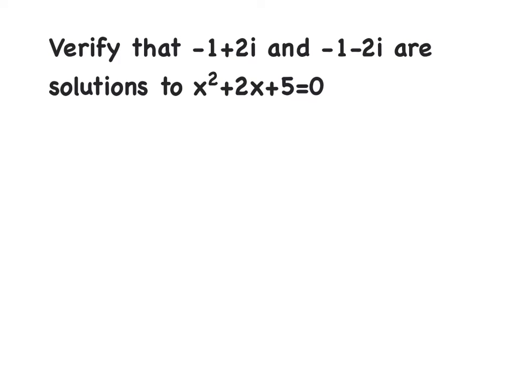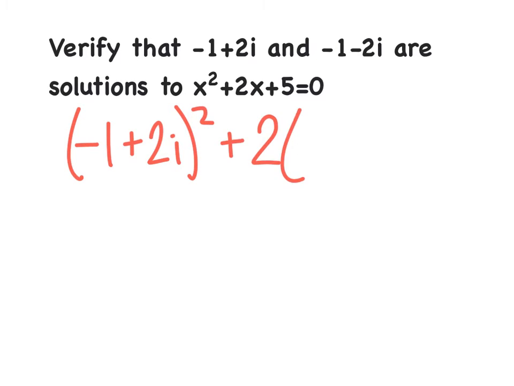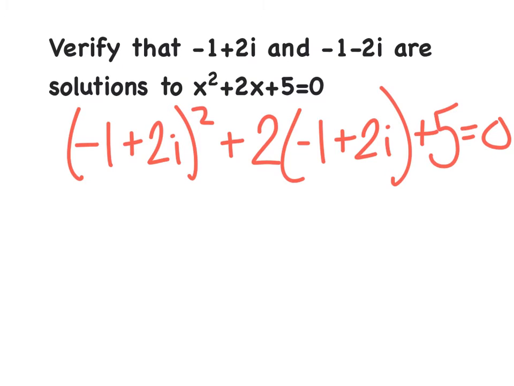Verify that negative 1 plus 2i and negative 1 minus 2i are solutions to this equation, x squared plus 2x plus 5 equals 0. All right, well, easy enough. We've talked about solutions all year. If this is a solution and I plug it in, I better get 0 as an answer. So let's just do it. Let's substitute it in. So I get negative 1 plus 2i squared plus 2 times negative 1 plus 2i plus 5. And if it's a solution, I should get 0 as an answer.